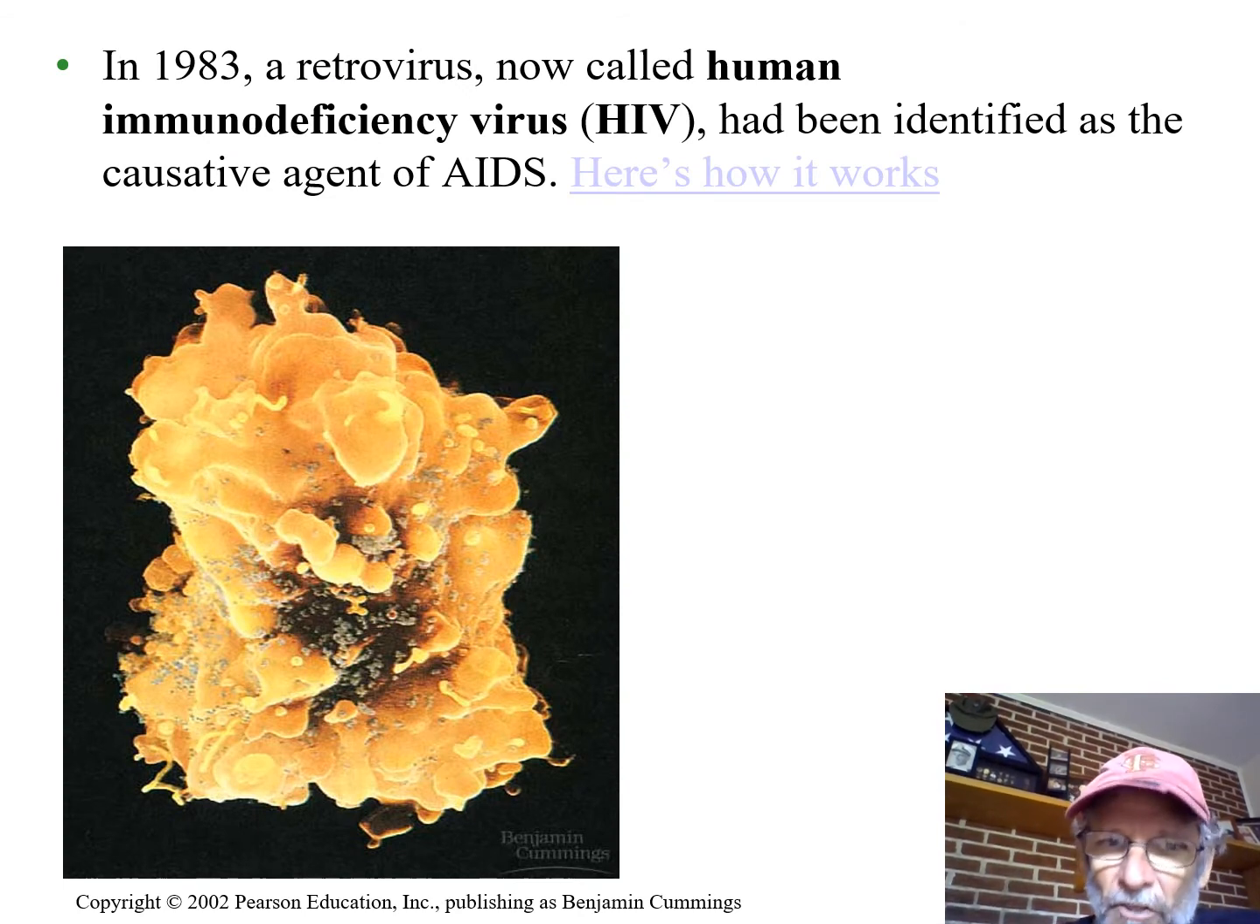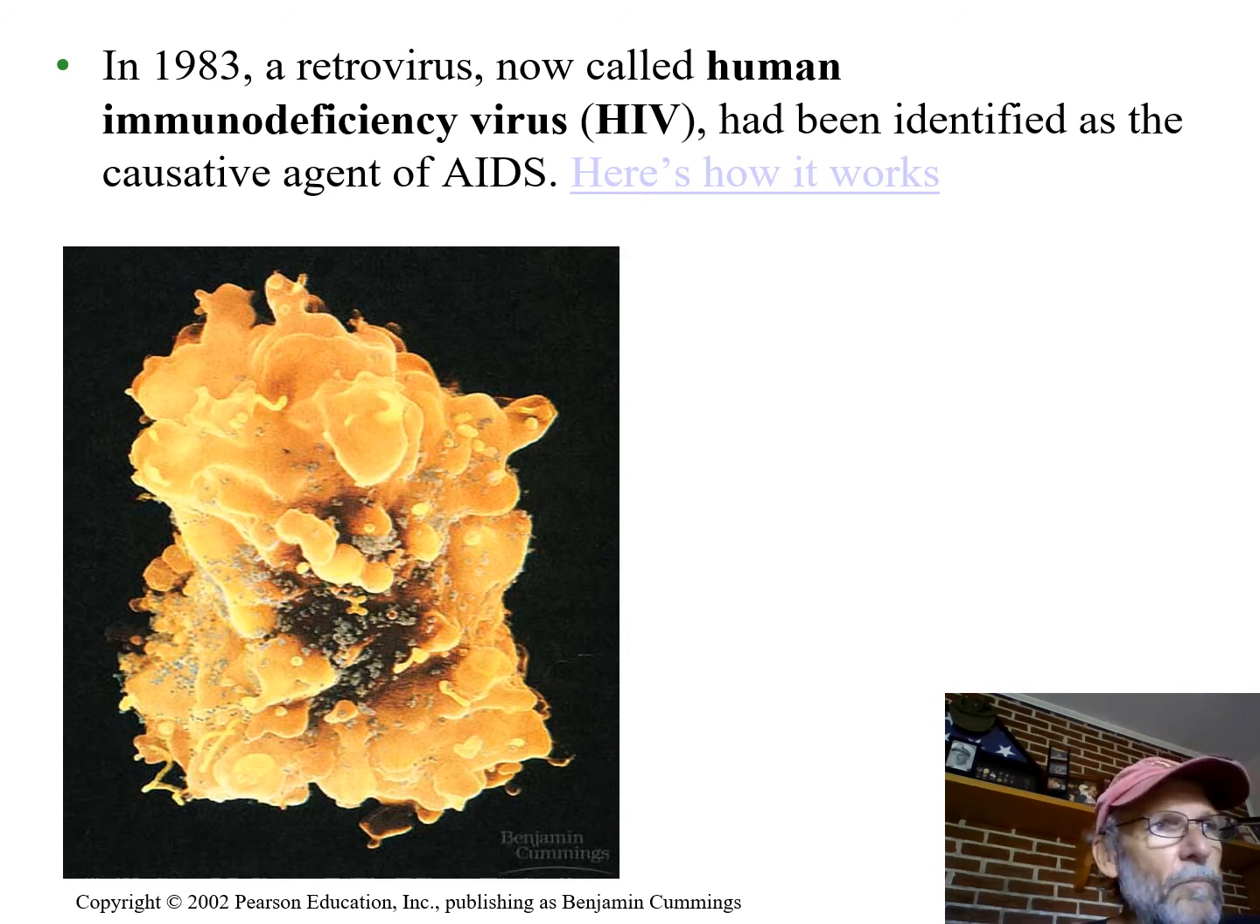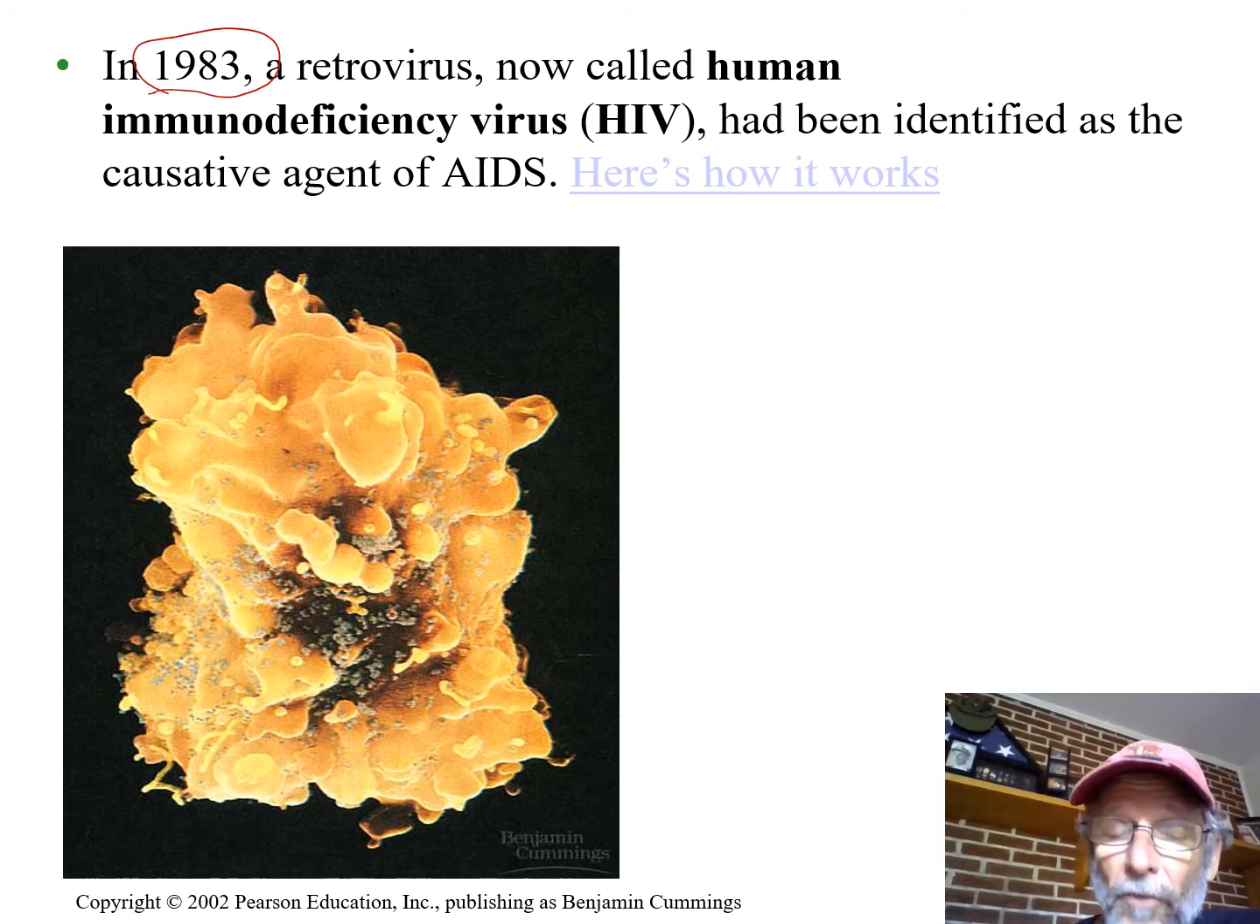So now we're going to hit two specific viruses. These are the two most studied, most money spent on viruses in the history of human civilization. The first one was HIV. It was 1983 when we identified this virus. It had probably been around for about 50 years before that.